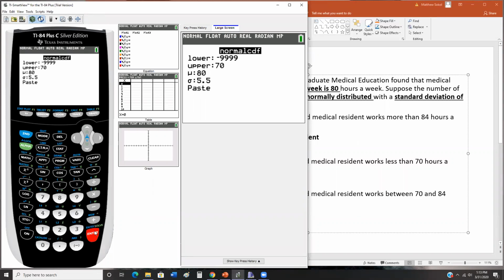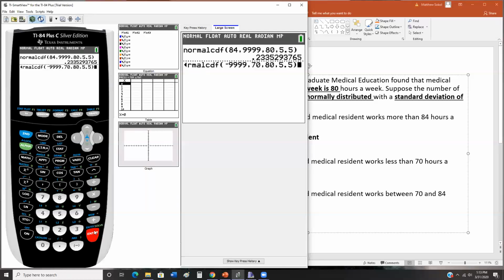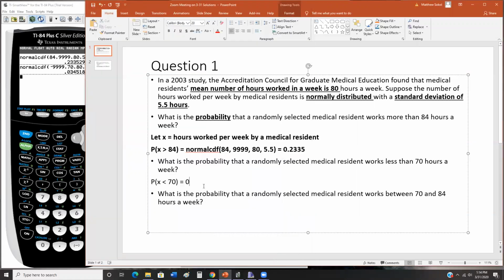That's still 5.5. So when I plug it in, if you have the TI-83, you're going to write it in like this. And this is going to be the answer, 0.0345 when I round it to 4 decimal places. Not too bad?